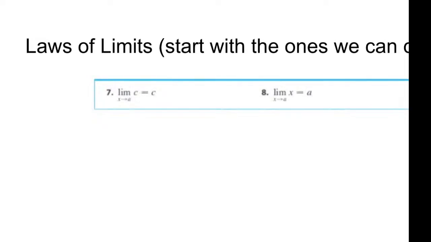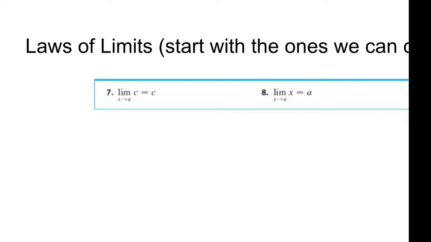So let's just kind of talk about the laws of limits. I'm doing the order a little differently than the textbook. I'm going to start with the limits we can kind of talk about and check and make sense of, and then we'll go to the more abstract laws. Okay, so the first 2, and notice they're labeled 7 and 8, so we're into the list. We skipped 1 through 6 so far.